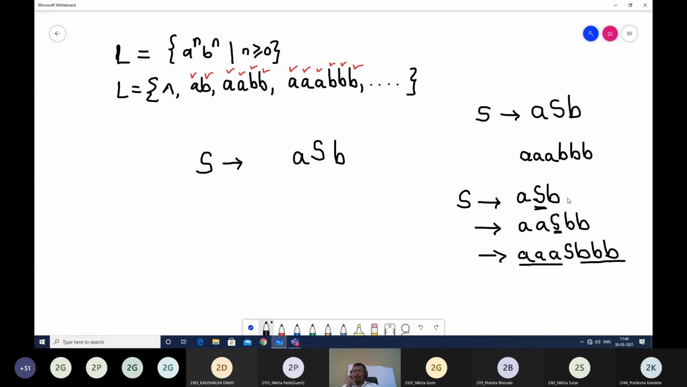So we are making use of the same non-terminal symbol. S gives ASB. If I want to generate a string like AB, I'll use S gives ASB only once. If I want to generate 2 A's and 2 B's kind of string, then I'll apply it 2 times.